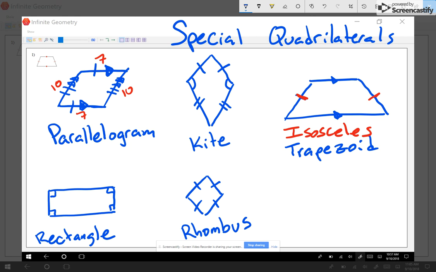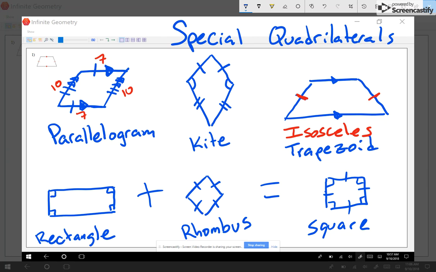Now the 4th figure, I'm going to combine a rectangle and a rhombus. So it has to be both. So it has to be rhombus, all the sides are equal. And it has to be a rectangle, which all the angles are 90. So all the sides have to be equal. All the angles have to be 90. So it's a combination of a rectangle and rhombus. And that one we know as square. So remember, a square has to be a rectangle and has to be a rhombus. It has to be both.